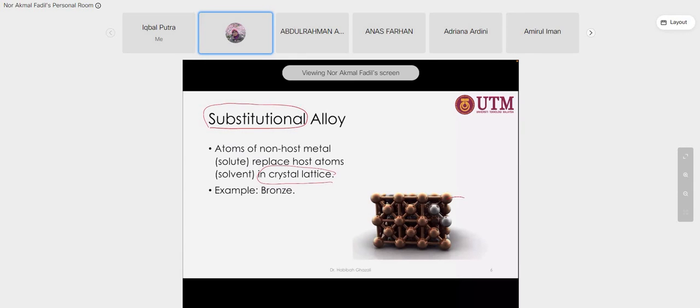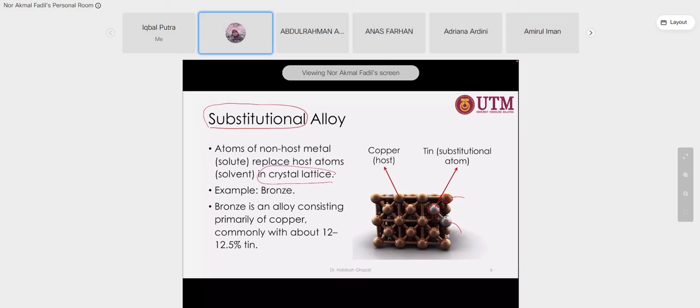Look at this color. There are two different colors. One is copper, a light reddish color, and another is tin, a silver color. So when they form an alloy, you can see that they are almost identical in size. Copper is the host, and the tin is the alloying element. It will fill up the vacancy left by the parent atoms.